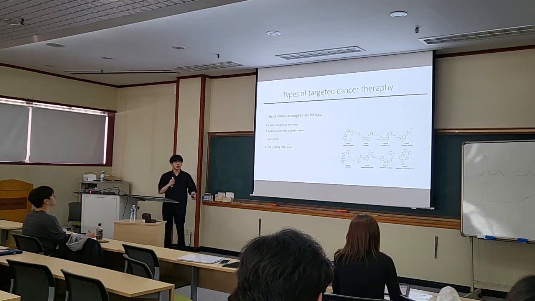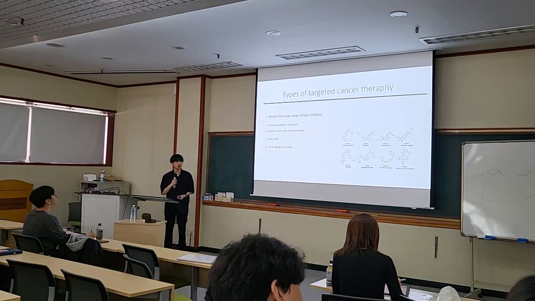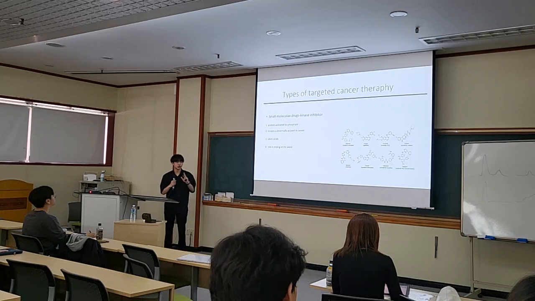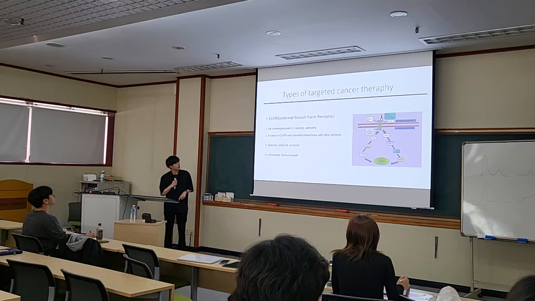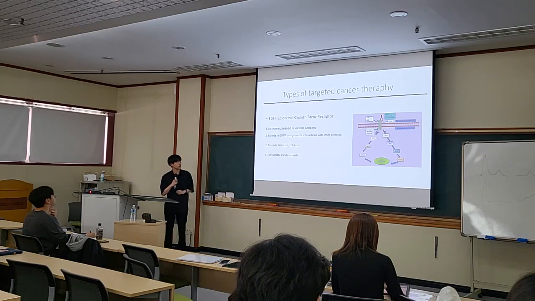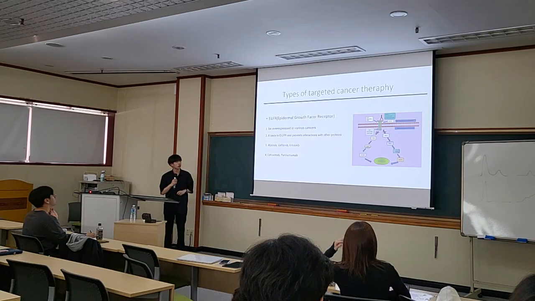There are very many targets for treating cancer, many pathways, and many methods. However, I'm going to explain three examples of different targets and pathways. The first target is EGFR, and I'm going to explain EGFR inhibitors. EGFR means epidermal growth factor receptor, for the epithelial cells. It is overexpressed in various cancers, and an EGFR inhibitor binds to EGFR and prevents interaction with other proteins.